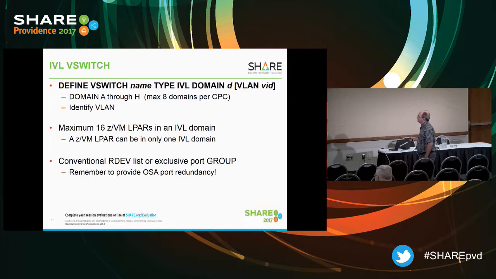And so this IVL, it's a vSwitch, it will have OSAs attached to it. It's communicating over the network. It will have uplinks. Now, that uplink could be a conventional RDEV or it could be an exclusive port group. Remember, this is for managing shared port groups. I'm trying to set up the thing to manage shared port groups. I can't use a shared port group to do that. Otherwise, VM's head would explode. So you can use an exclusive port group from that.